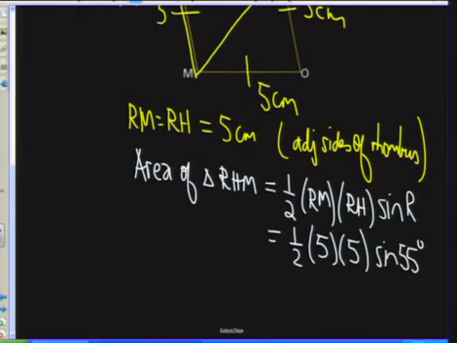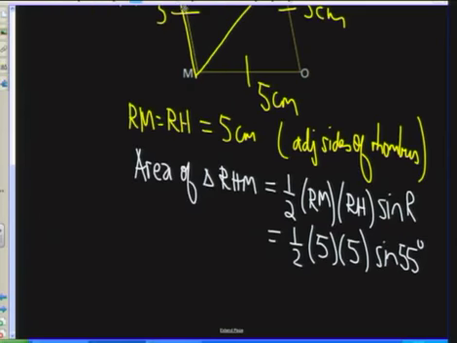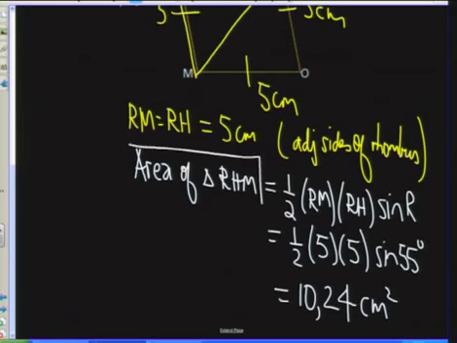Right, to our rescue, use our little Casio, and multiply 25 by a half, and then also multiply it by the sine of 55 degrees to give us 10,24. Notice I'm rounding off to 2 decimal places because the matric exam often asks you to round off to 2 decimal places. So it's 10,24 squared centimeters. However, that is the area of the triangle.